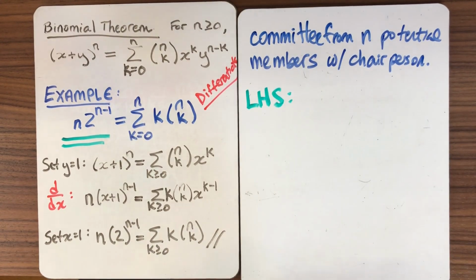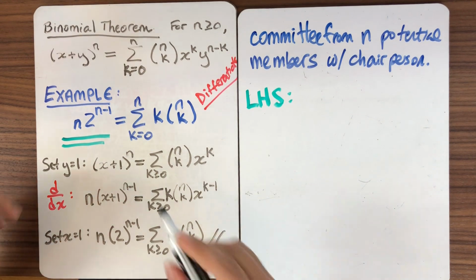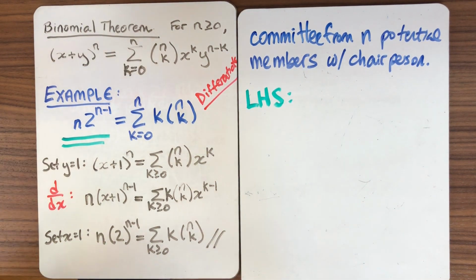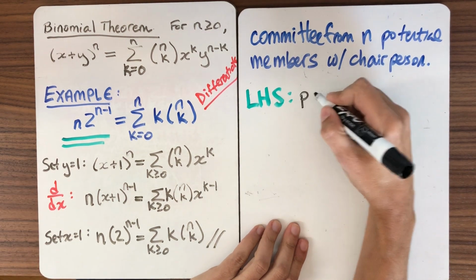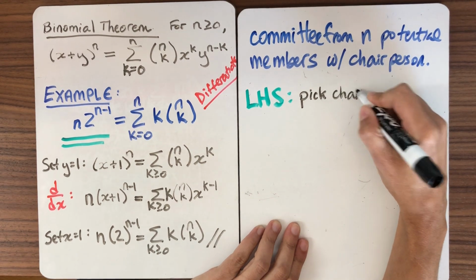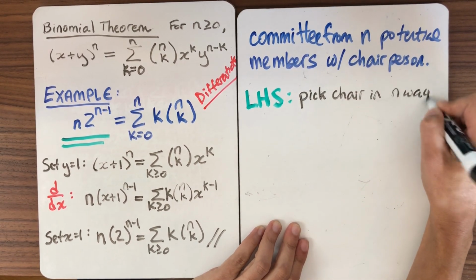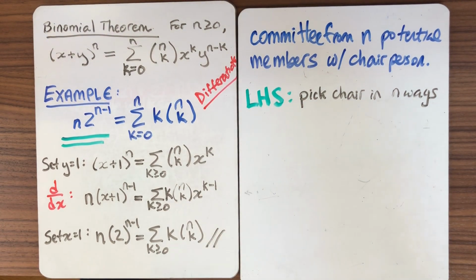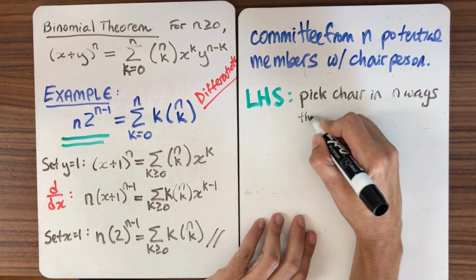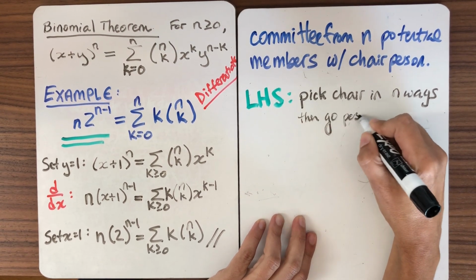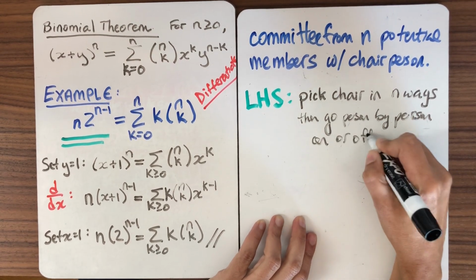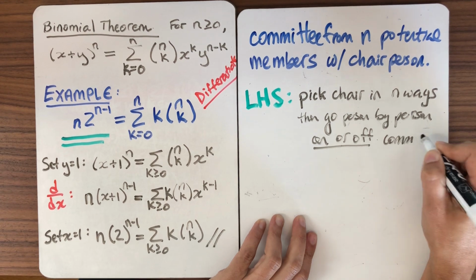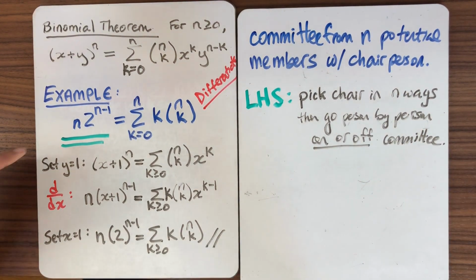What's happening on the left-hand side? Usually, when I'm doing this one, I go person by person. But here, because of the n, I want to make sure that I pick my chairperson first. So pick the chairperson in n ways, because I've got n total people, so I can pick one of them to be the chairperson. And then I'm going to go with the rest of the committee. I'm going to go person by person and decide if they are on or off. Those are my two choices, on or off the committee. That's how I think of the left-hand side as giving me an interpretation of this.